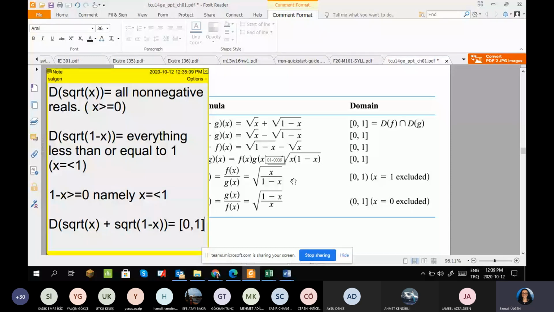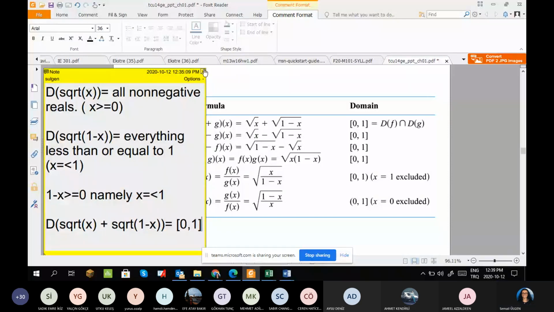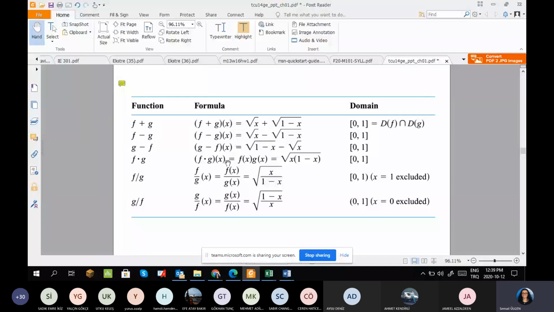But when you get to the ratio of the two functions, like this one, then you have to be super careful. It's going to be the intersection of the two domains. However, you also have to exclude the points that make the denominator 0. So here we say this is okay, but we have to exclude 1 because 1 makes the denominator 0. Similarly here, numbers between 0 and 1, but we have to exclude 0 because 0 makes the denominator undefined. That's the difference.